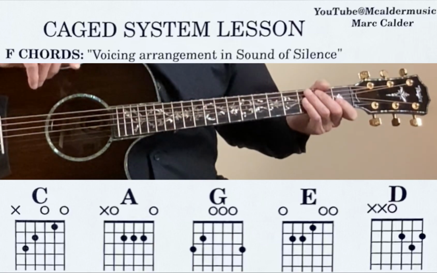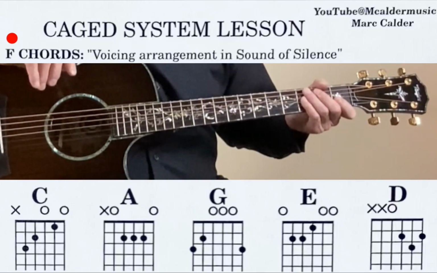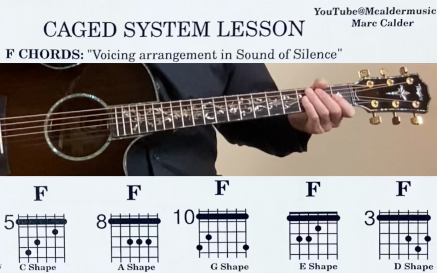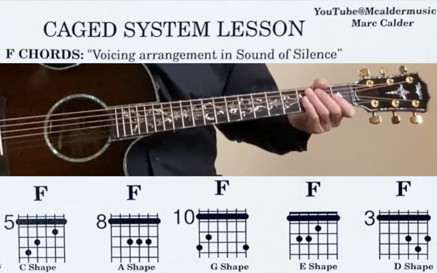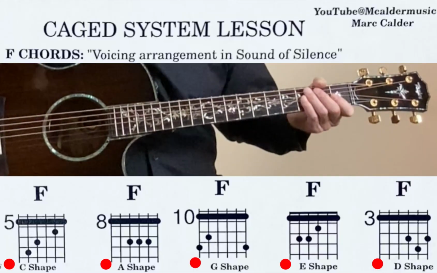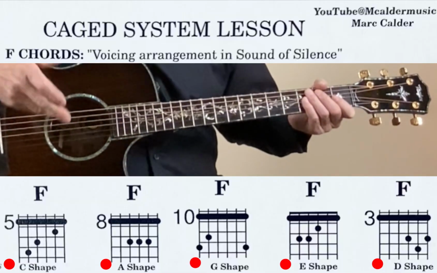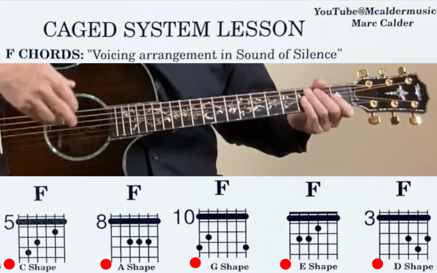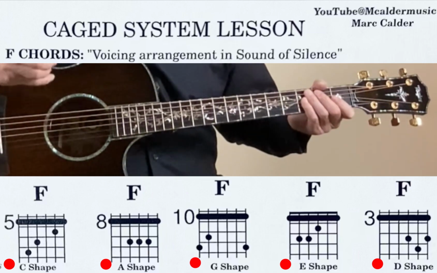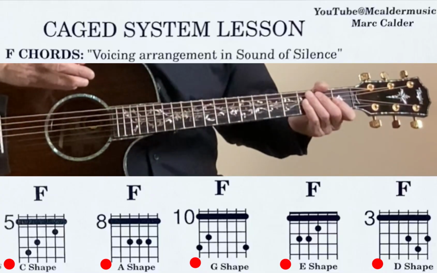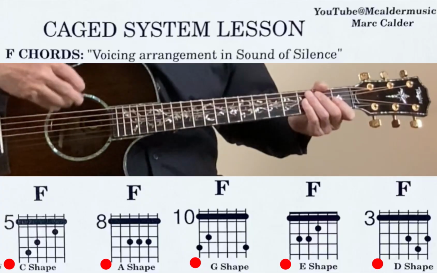So what I want to do is look at the CAGE system for the F chord voicing, because that's what we're going to use in The Sound of Silence. A lot of us as beginners, we learn shapes, and a lot of musicians look at guitar players like we don't know anything because we're just learning shapes and we play cowboy chords and we go forth and we don't really know music theory per se. But let's just talk about how does this CAGE system work and how do we figure out this stuff?